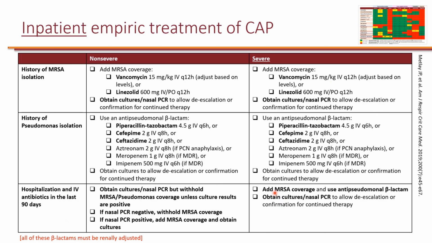Now, for severe, you don't want to do that because of the increased risk of mortality. So you get the culture and nasal PCR, but you actually go ahead and add the MRSA coverage and anti-Pseudomonal beta-lactam while you wait for the results. So you do not want to wait for the results to start these agents because of the increased risk of mortality. But for non-severe, you can actually take a watchful strategy. So, as long as the patient is stable and improving, you just wait for the culture results to come back. But you do start antibiotics for the usual pathogens. So you do start your ceftriaxone and azithromycin if you need to.